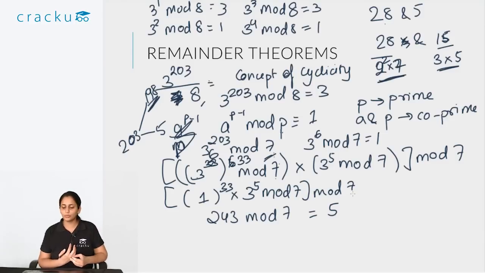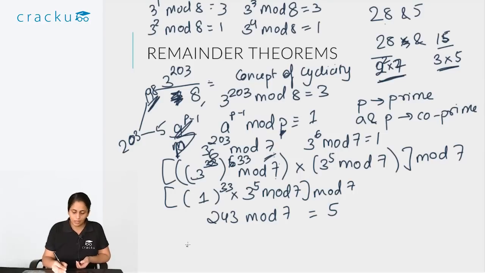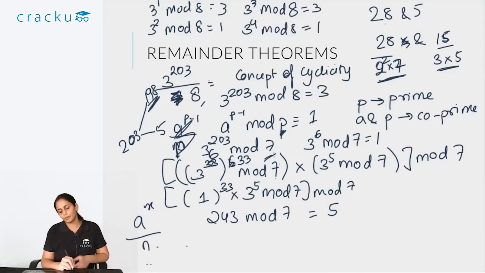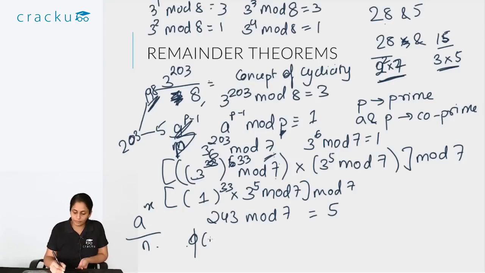Now, in case you don't have a prime number here, suppose instead of p you have some number n, and it is a raised to x divided by n. Now n is not a prime number, but a and n are co-prime to each other. So what do you do? In case a and n are co-prime to each other, you find Euler's totient value of n.